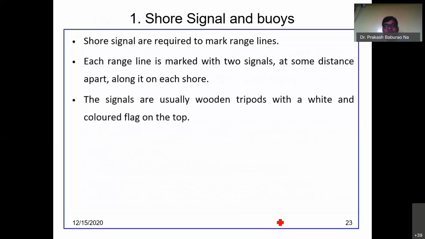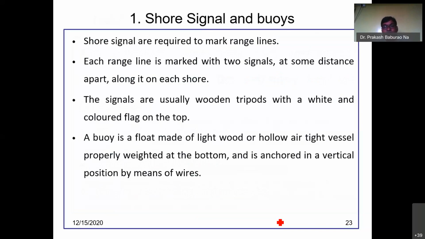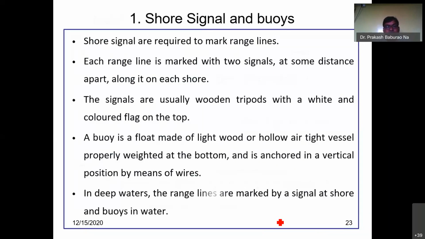Signals are usually wooden tripods with a white color because they must be visible, or you have to utilize a flag on the top. A buoy is a surface float made of light wood material or hollow airtight vessels, properly weighted at the bottom, and anchored in a vertical position by means of a wire.